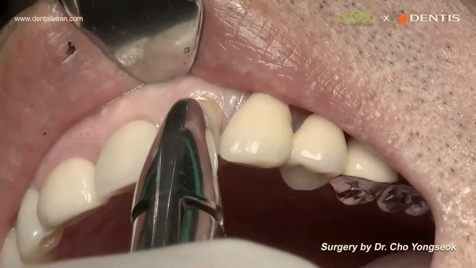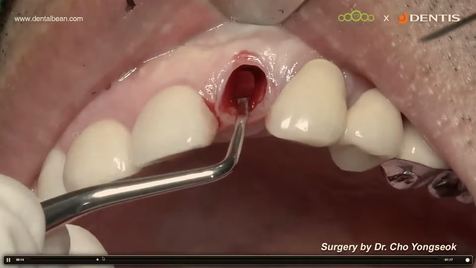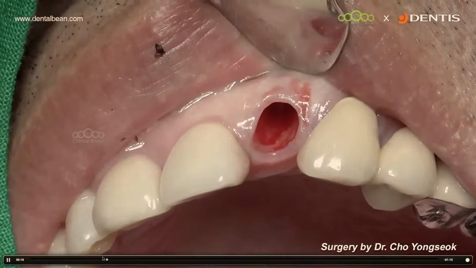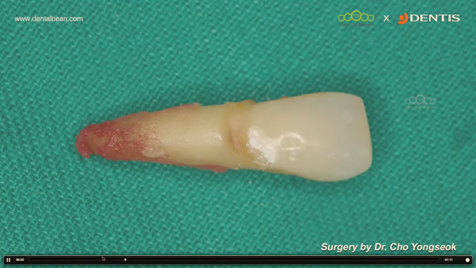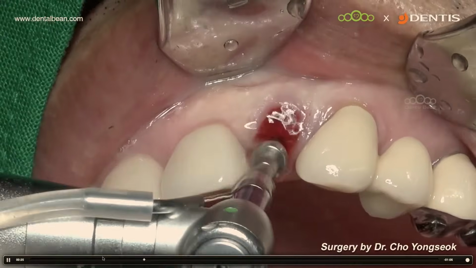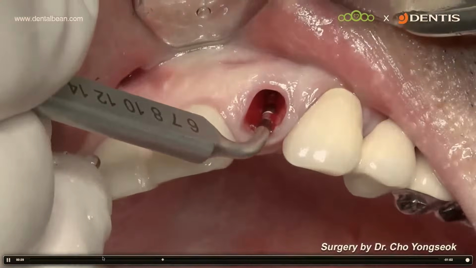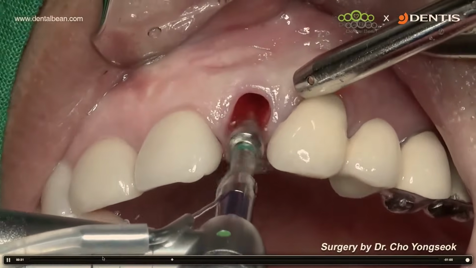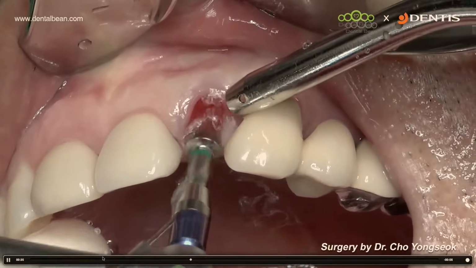It was a mobile condition, and I extracted the tooth very simply. The labial plate was intact. Well, look, you can see the pocket. And here I aimed the entry point at the palatal slope, apical third. This is a 3.5 drill.